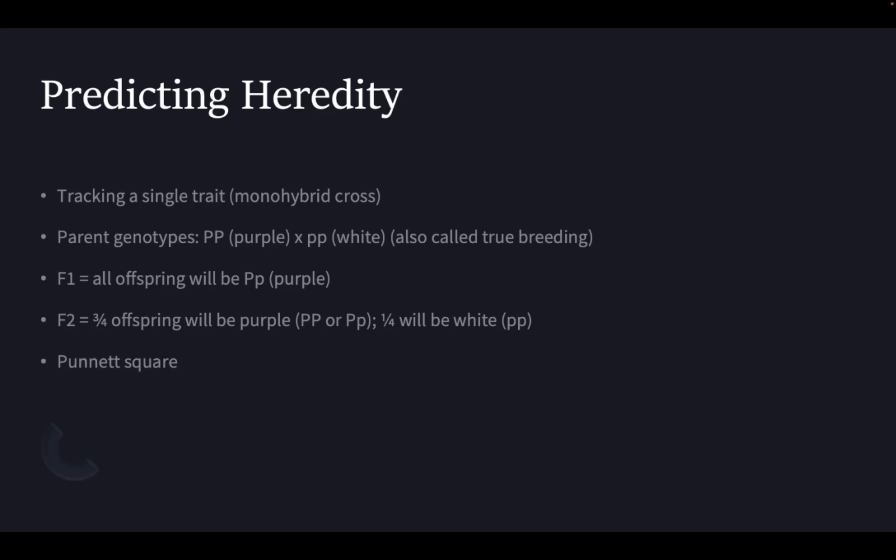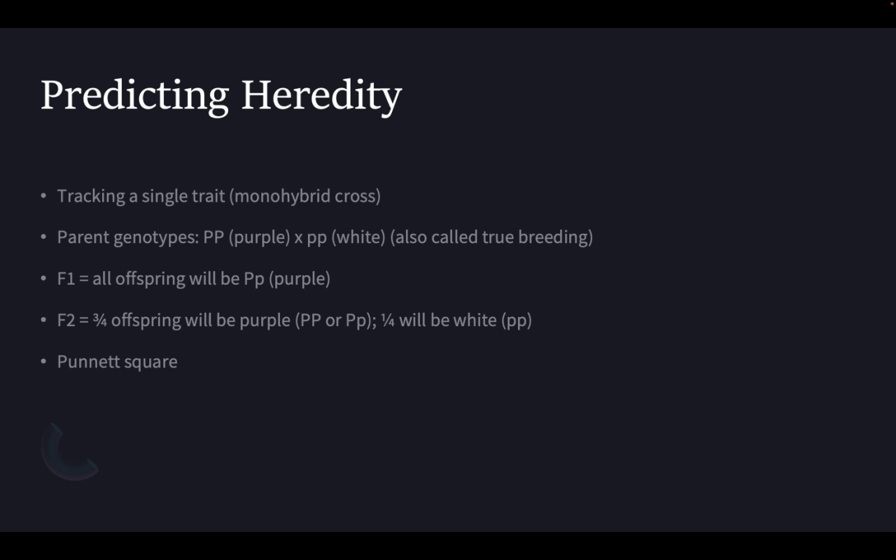So, of course, Mendel did his predictions of heredity using pea plants. We can do the same with pea plants. We can do the same with human traits. And what Mendel did, and the way that it's easiest to set these things up, is first to track a single trait. They call it a monohybrid cross. And let's say we're looking at flowers.